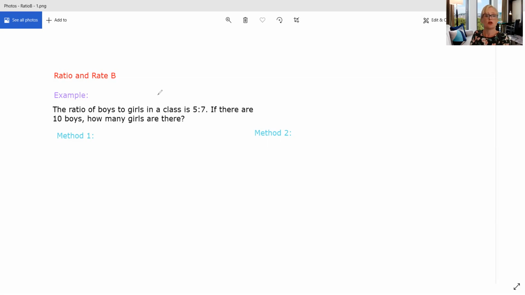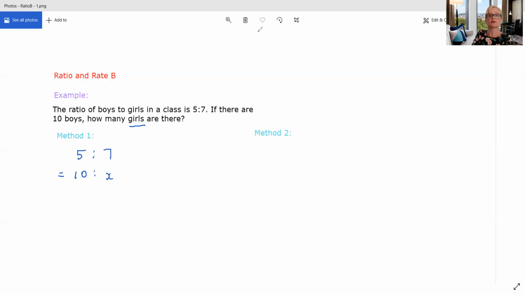If I have the ratio of boys to girls in the class is 5 to 7, and I know there are 10 boys and I want to know how many girls there are. Method 1 would be to use equivalent ratios, much like equivalent fractions. So we're saying boys to girls is 5 to 7, and we know that that's the same as 10 is to x, where x is the number of girls.